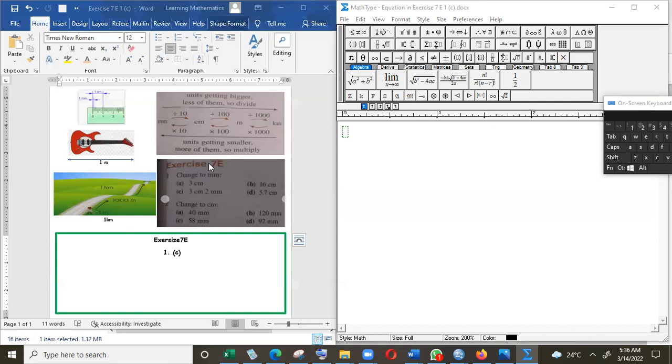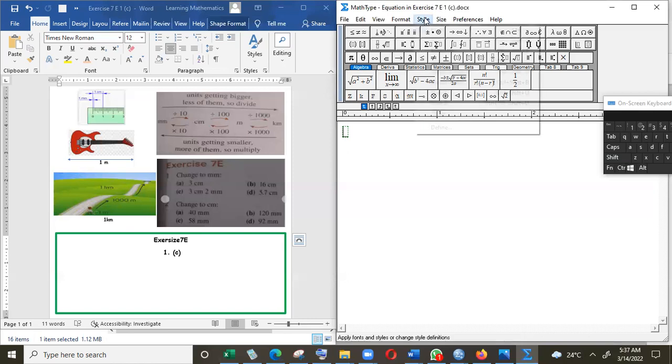So we're going to do exercise 7E, number 1, part C. We are changing 3 centimeters and 2 millimeters. That is 3.2 centimeters, or you can say 3 centimeters plus 2 millimeters. And we're going to millimeters because we have centimeters there. So we're going from big to small. From big to small, we multiply. So we have to multiply by 10.